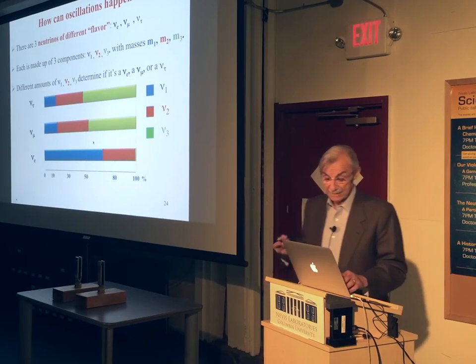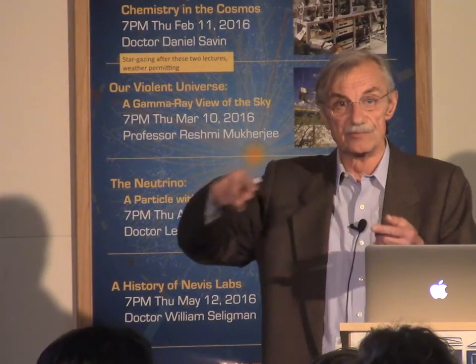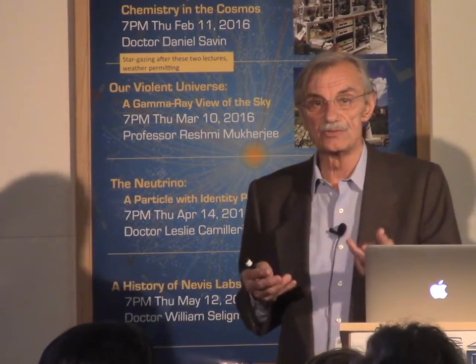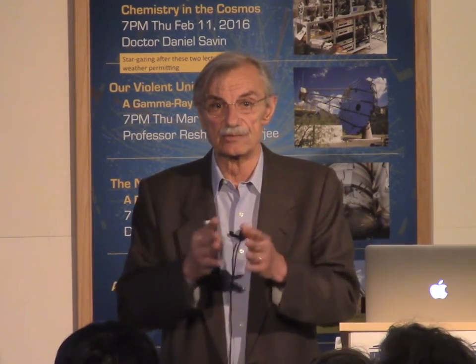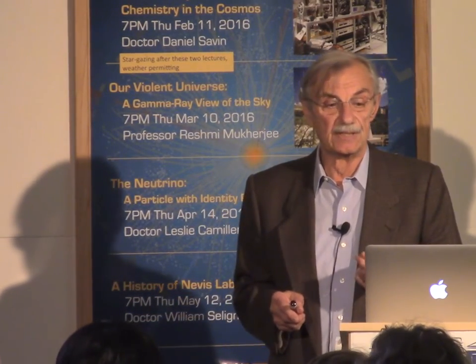Okay. Now, how can that cause oscillations? Well, we're dealing nowadays in a quantum world, and particles, such as the nu1, nu2, and nu3 components, can be treated also as waves. Now, waves of particles of different energy or masses have different frequency. That means that per second, they go up and down a different number of times. Now, we're lucky, nature has been very kind to us in that instead of 3 neutrinos at a time to understand oscillations, we can deal with just 2. Okay? Not always the same 2, depending on what we're doing, but 2 is enough to get almost the exact result. So what happens when 2 waves of different frequency mix?